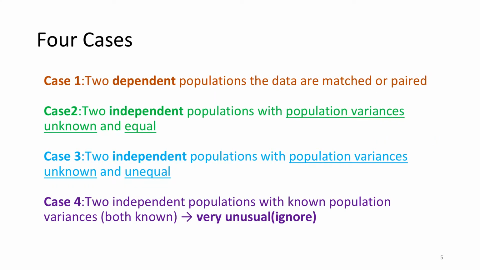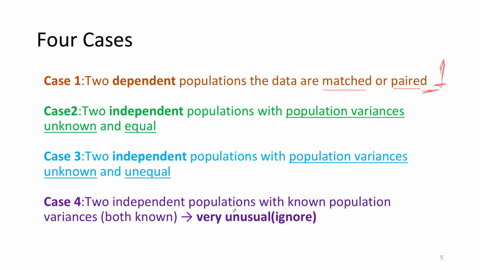Okay, so there are four cases. First, it's gonna be two dependent, and dependent means that's matched or paired. We're gonna kick this one out because it is essentially one sample. Okay, and then here there are two. All of those three are independent ones. So this is independent with population variance unknown and equal, and this is independent with population variance unknown and unequal. This is what we learn in class.